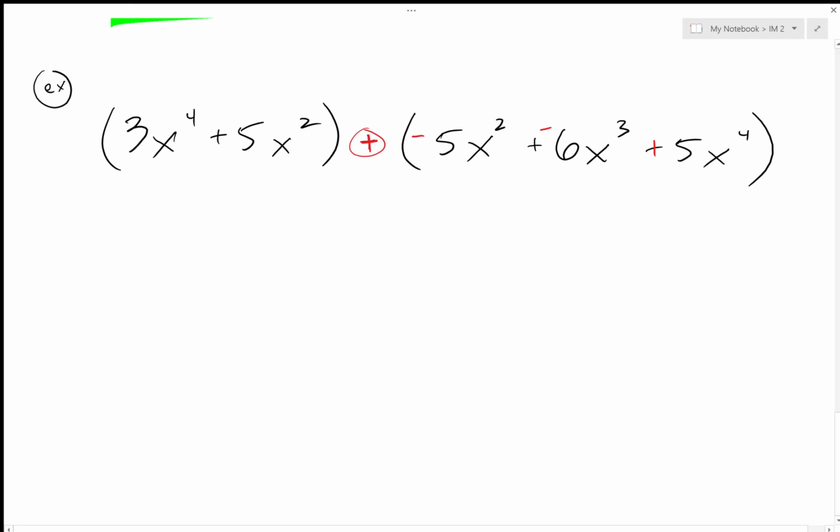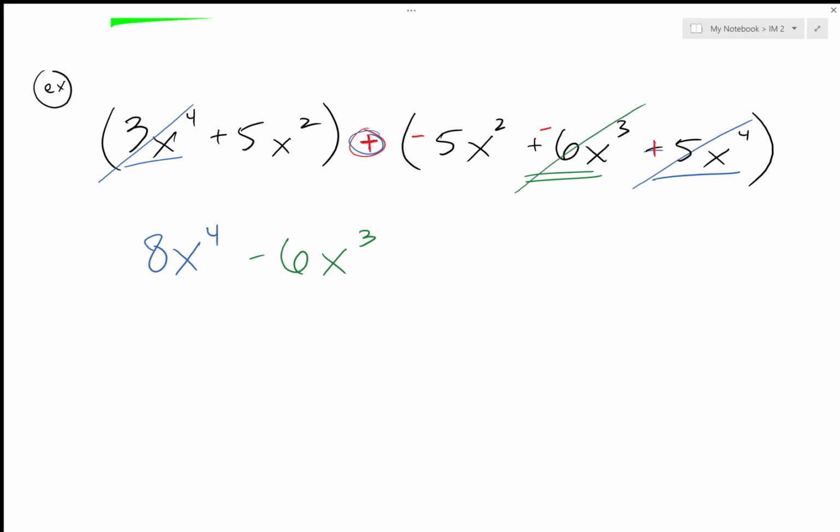So now let's take the biggest exponents. 3x to the 4th and 5x to the 4th make 8x to the 4th. So I'm just following the signs now. Positive 3 plus positive 5. Gone and gone. Next, biggest exponent is this x to the 3rd. There's no other x to the 3rd, so let's write it down: negative 6x to the 3rd power. Gone. And now finally, I've got positive 5x squared minus 5x squared.